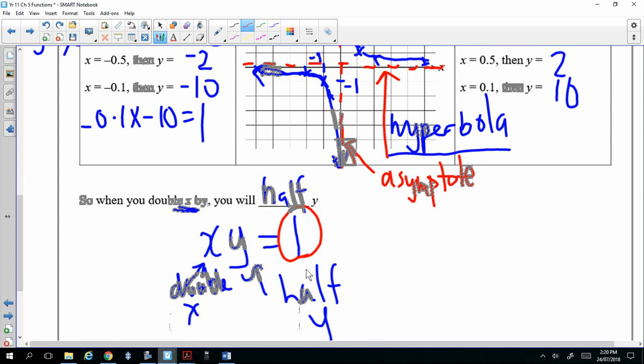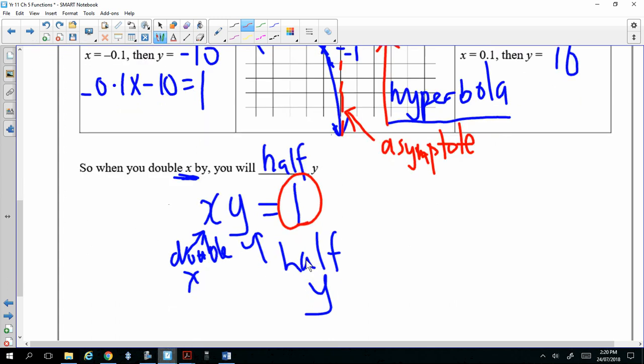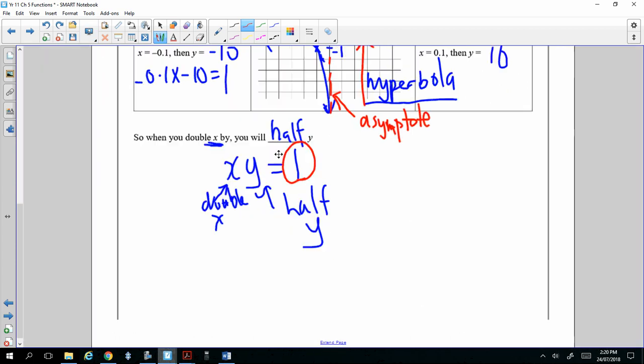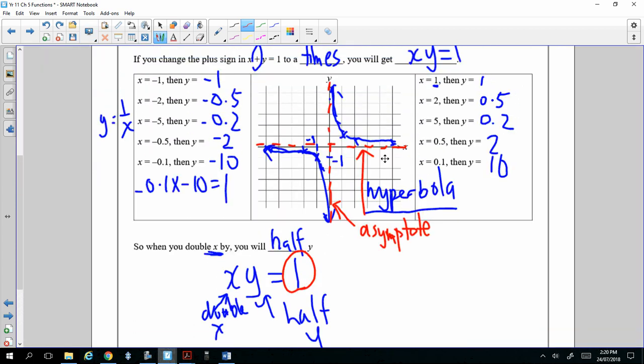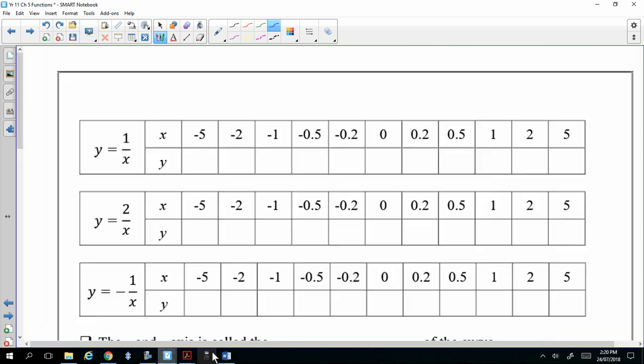Double x, half y. Yeah. Okay, good. Hopefully you're finished. We're going to move on to the next page. Okay, let's move on. Okay. All right, so now you have this table of values.